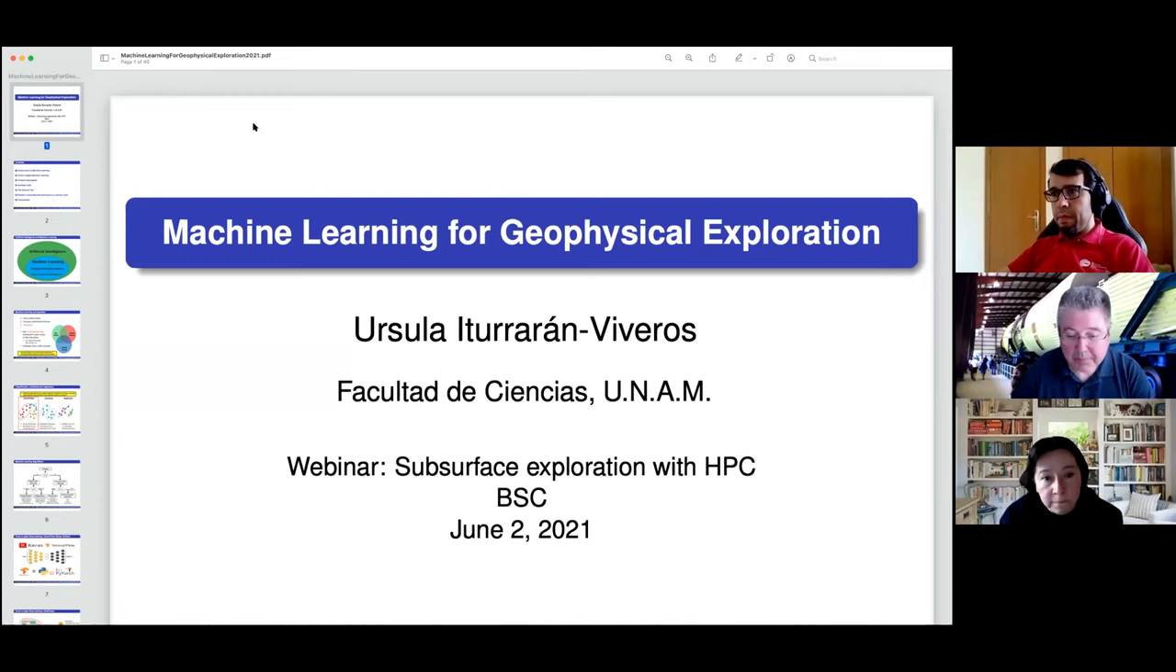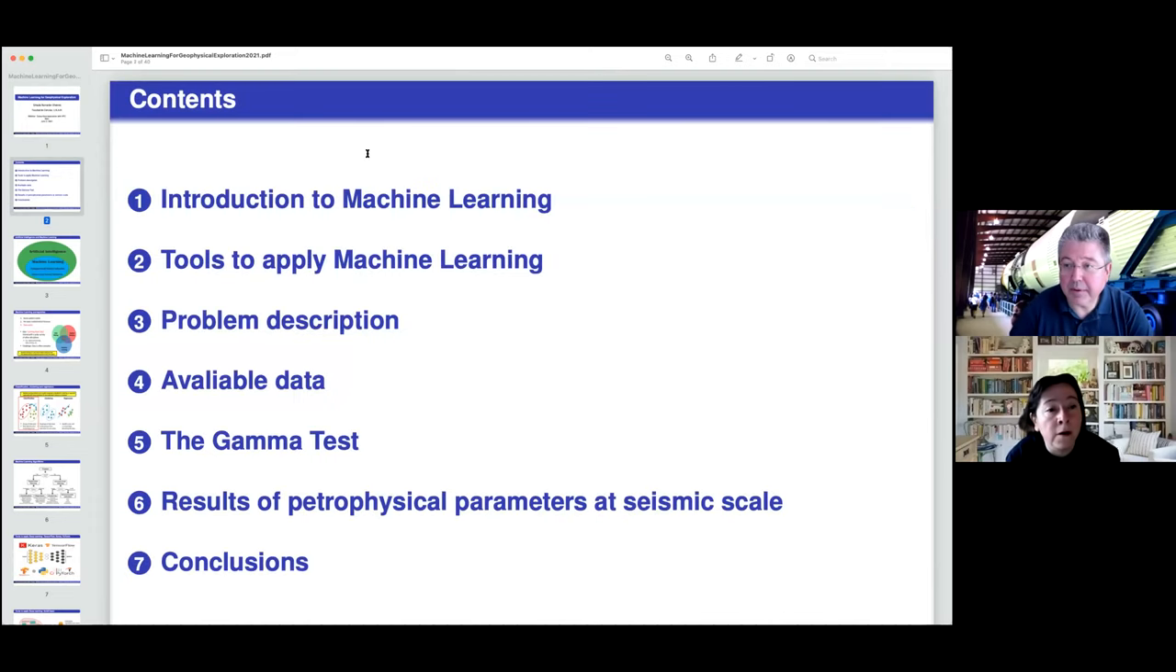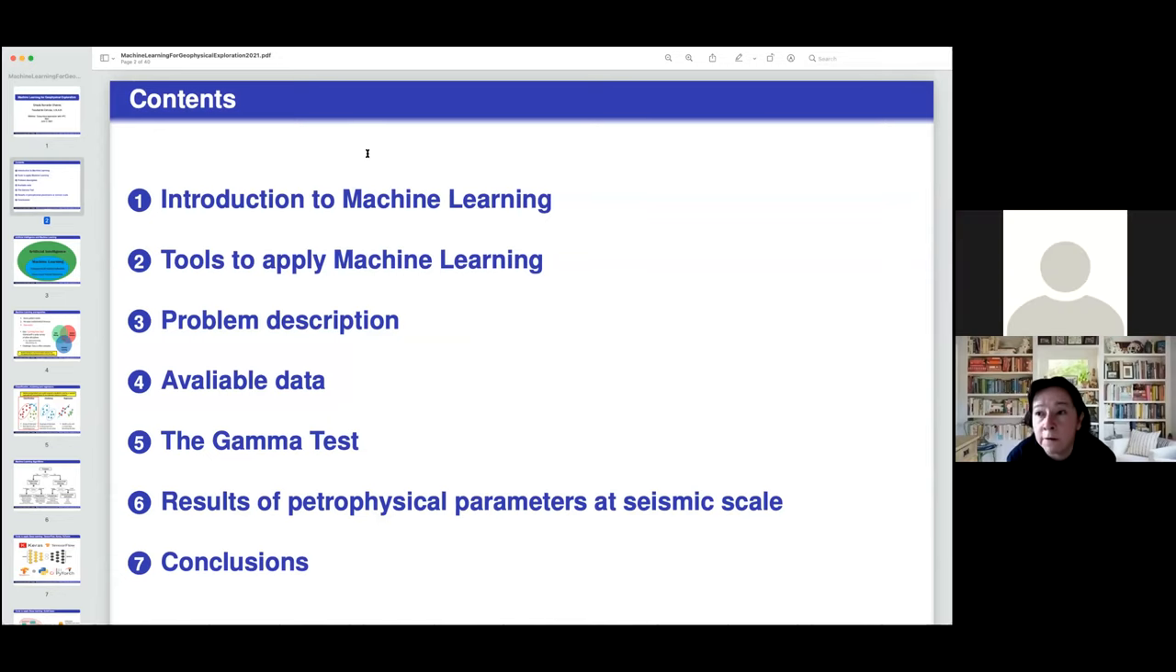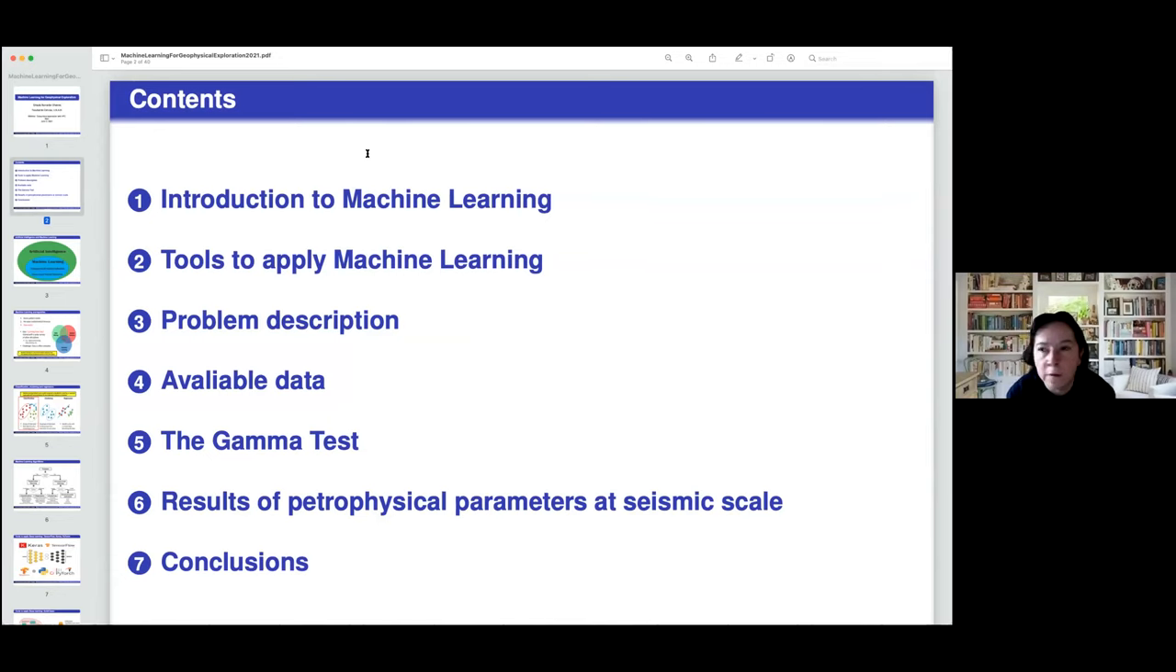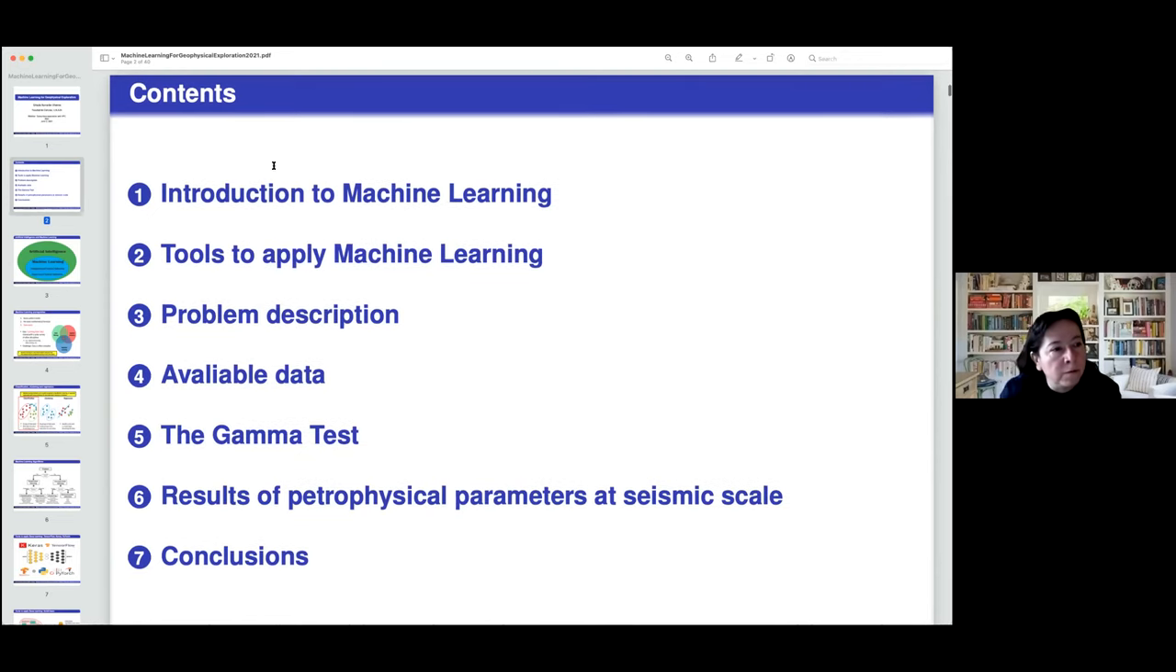Today I will talk about machine learning for geophysical exploration. Here are the contents of my talk. A bit of an introduction to machine learning and the current tools to apply machine learning. The problem description, and the data that I will use for this application. I will briefly talk about something called the gamma test, which is a tool to choose the best inputs for a neural network. And show some results for the petrophysical parameter estimation at seismic scale, and some brief conclusions.